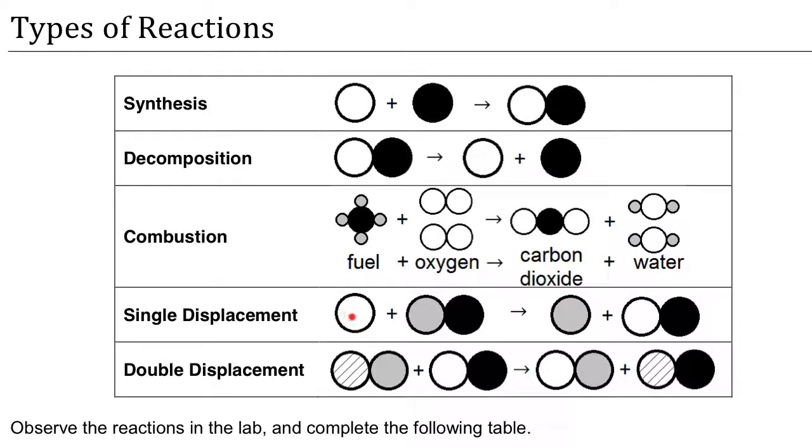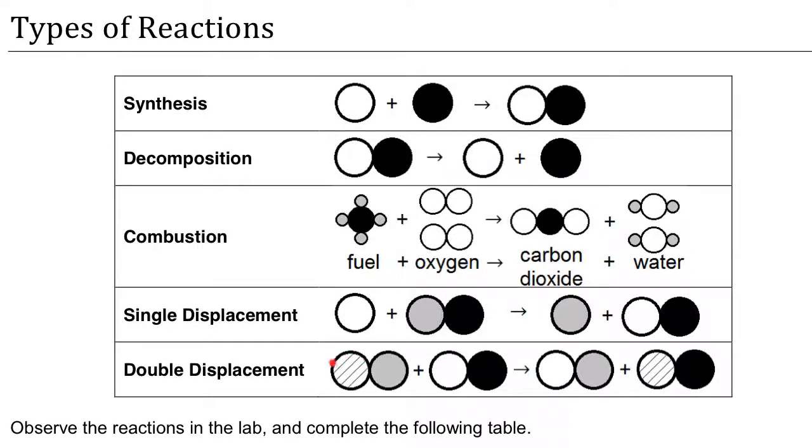You basically start with an element and a compound in single displacement. The element displaces one of the elements in the compound. So you get a new element broken off of the original compound and a new compound.